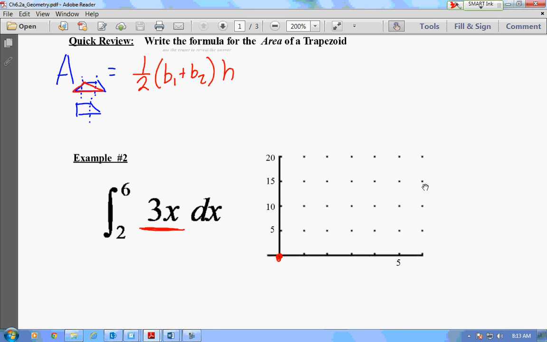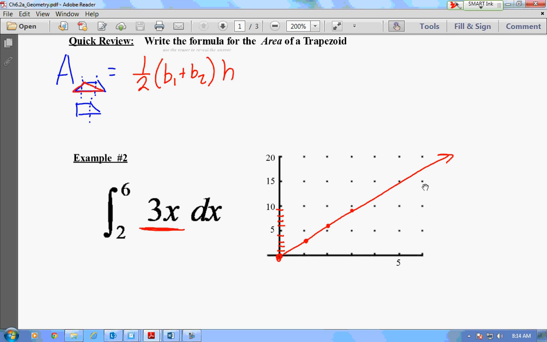Looks like we're counting by 5. So 1, 2, 3, 4. Up 3, over 1. You go up another 3, over 1. Up another 3, 6, 7, 8, 9, over 1. And continue that on. It'll look like that.